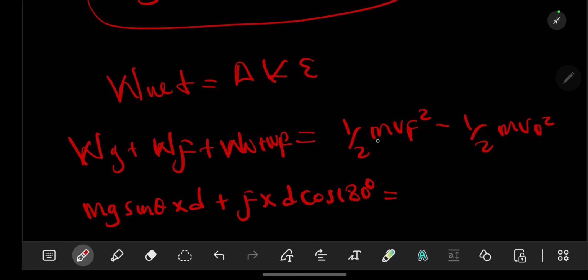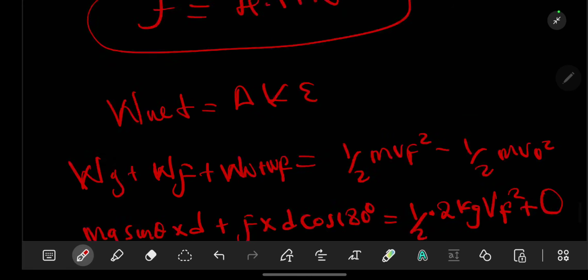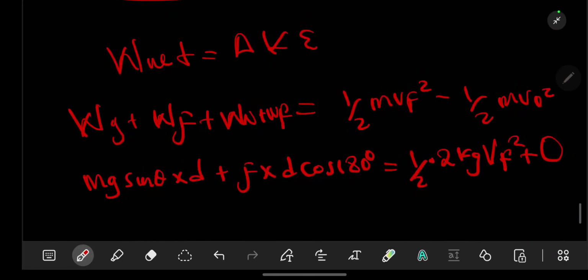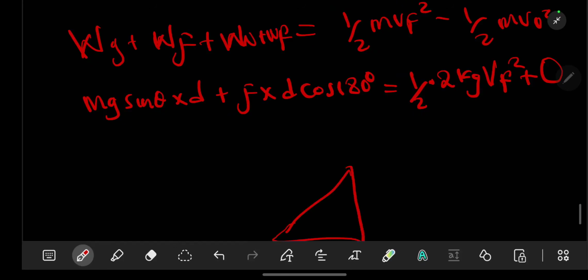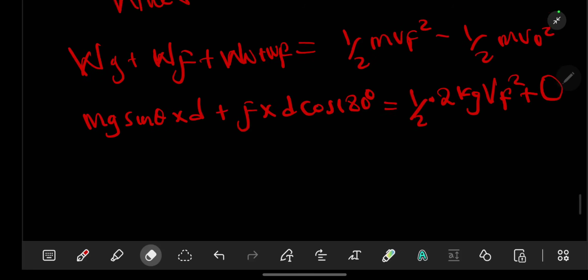Then the final velocity, we don't know, so we have half by the mass, which is our 2 kg, by v final squared, plus the initial is 0. If you look at it from the perspective of when it is at the top there, it stopped at that mark before it started to slide. So the initial from the top going down, the initial is 0, like that. So that's how come I say 0 there.